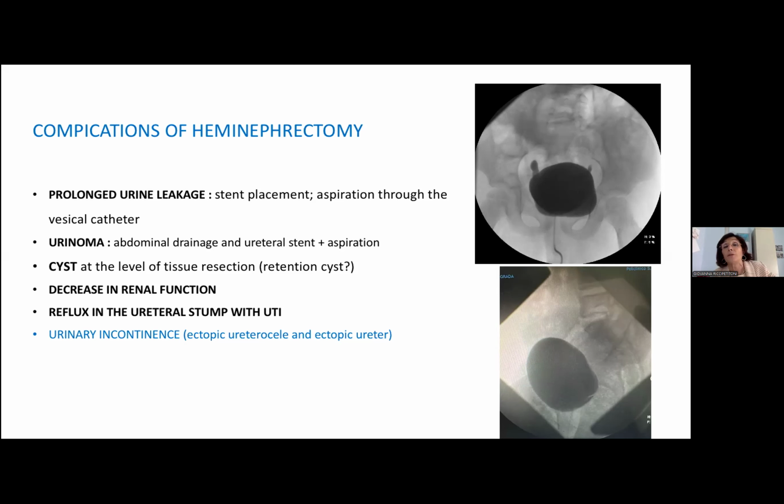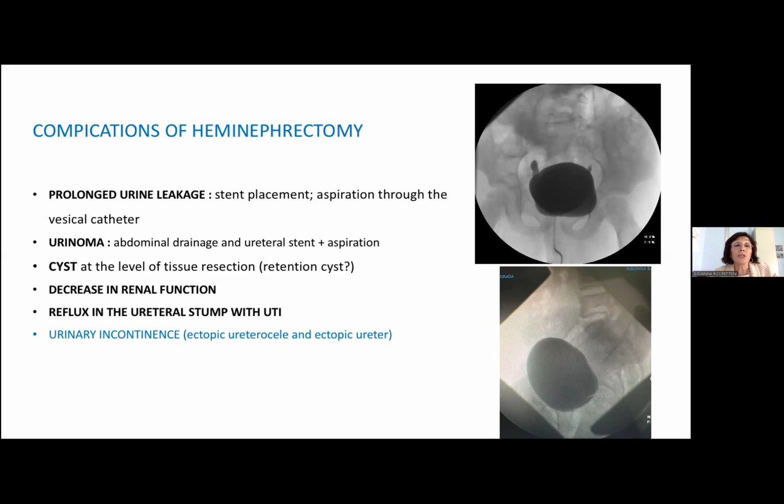You know, the general urologists sometimes prefer to use a single J. And I used to put a double J, but in my opinion, it's very important also to leave a vesical catheter and to put the vesical catheter in aspiration. In this way, there is a quick resolution of the leakage. I had this experience also with leakage in UPJ syndrome. If you put the vesical catheter in aspiration, the leakage will stop.